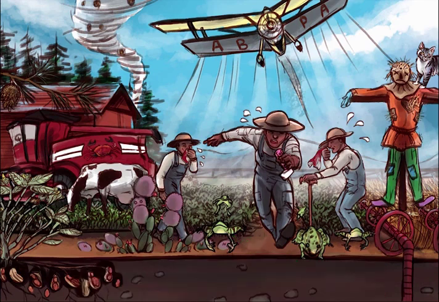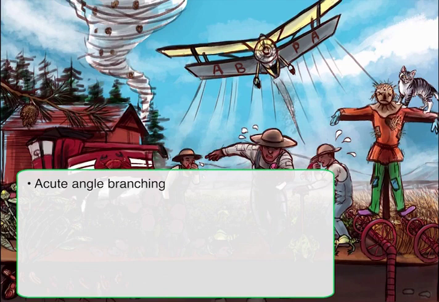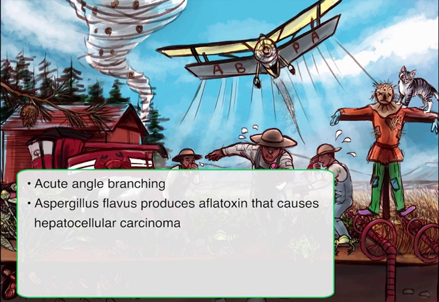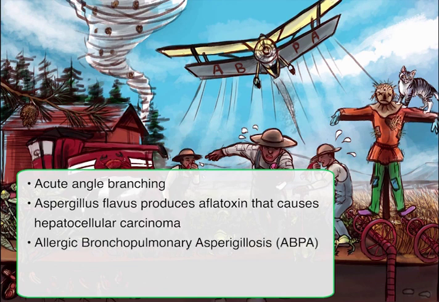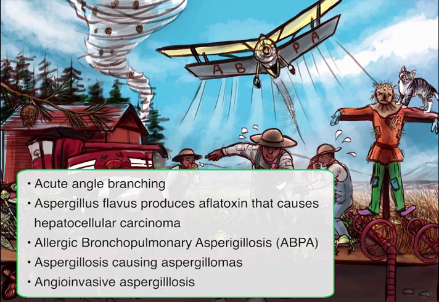Key points to remember are the acute angle branching and that Aspergillus flavus produces aflatoxin that causes hepatocellular carcinoma. Also know how to distinguish between the three manifestations of Aspergillus infections. Those are allergic bronchopulmonary aspergillosis, aspergillosis causing aspergillomas, and angioinvasive aspergillosis. It's quite a tongue twister. Anyway, good luck to you.